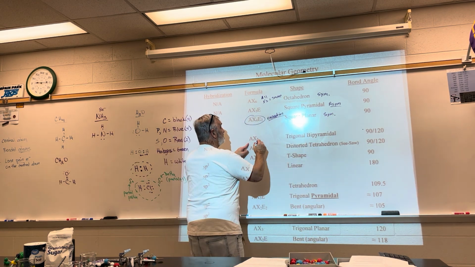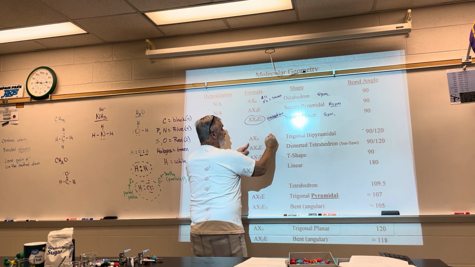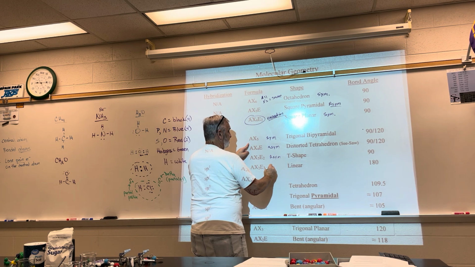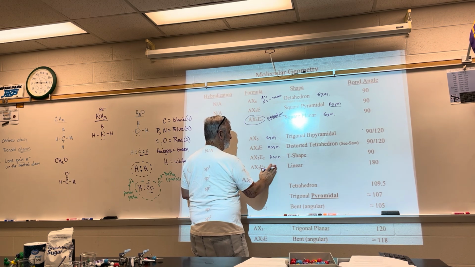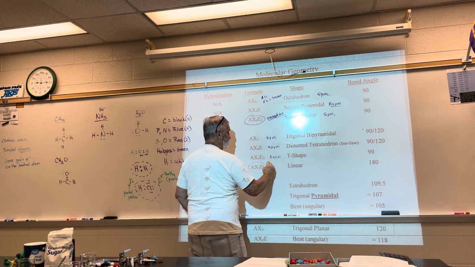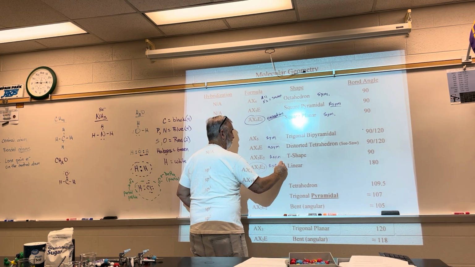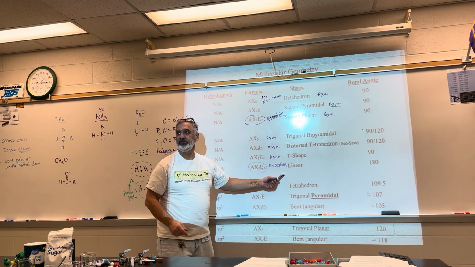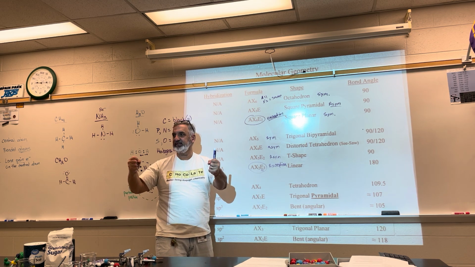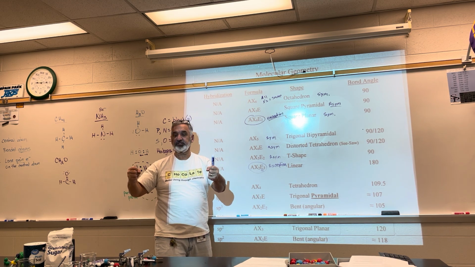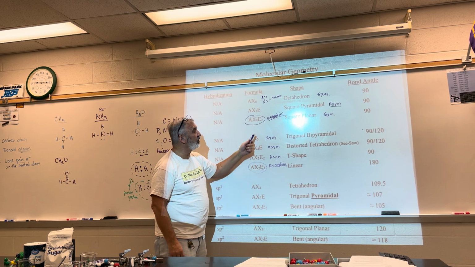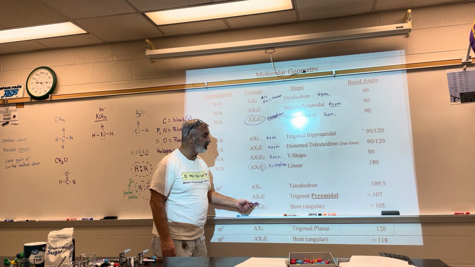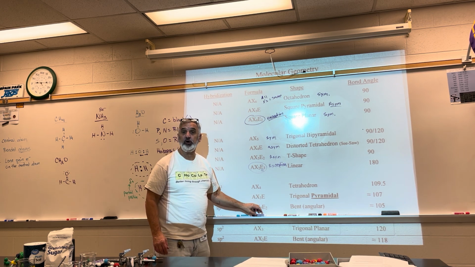Trigonal, as long as the X's are all the same, is going to be symmetrical. But this is going to be asymmetrical, asymmetrical, asymmetrical. Actually, this is the other exception. This is your other exception, because it's linear. So you're going to have one on both sides, so it's going to end up being symmetrical. So there's two cases where you can have lone pairs, but it's still going to be symmetrical. Everything else, if there's a lone pair, it's asymmetrical.